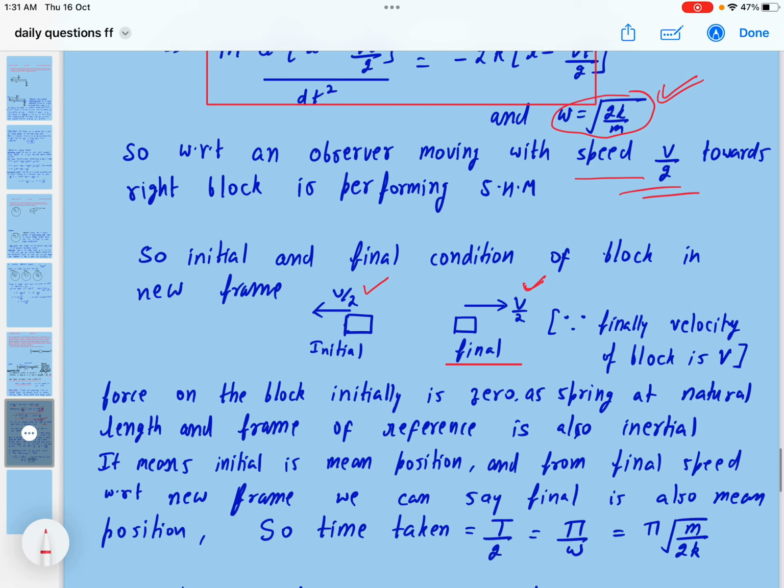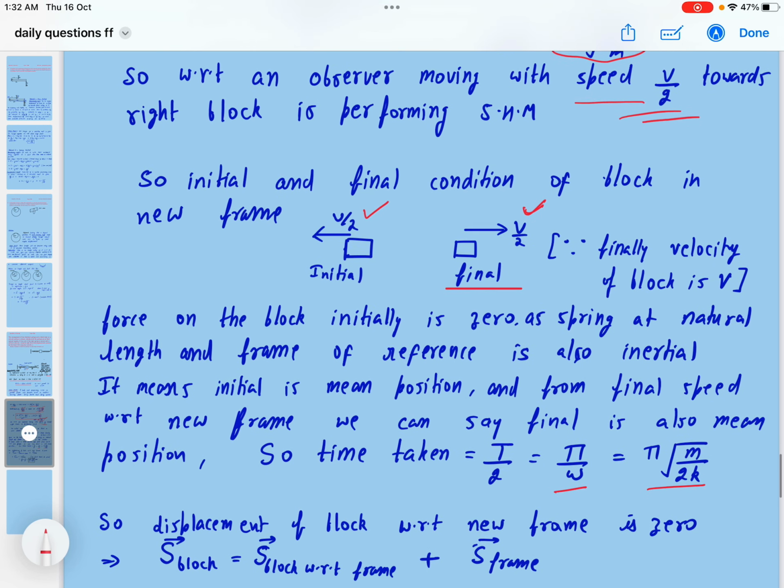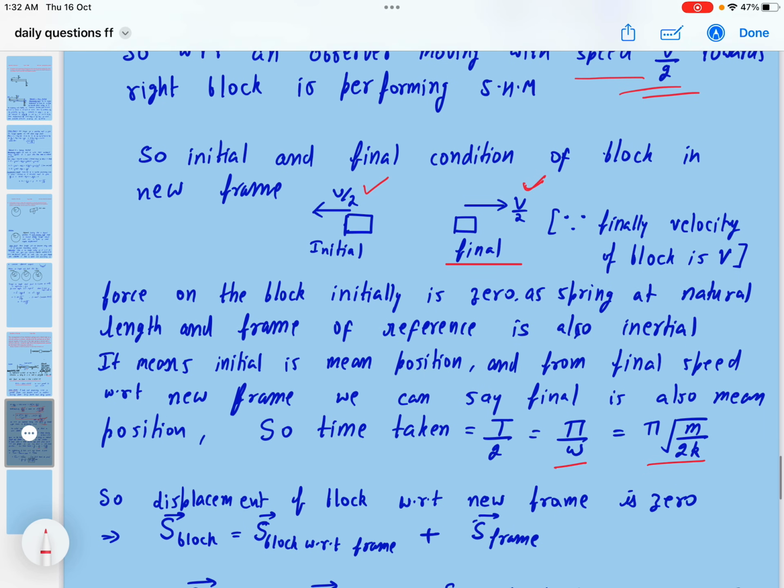So the time taken should be what? It should be half of the time period. It means from initial to final position, the time taken is T by 2. So that is the time taken. Now the displacement of the block with respect to the new frame is 0, because again it has returned to the mean position, right? So with respect to the new frame of reference, the displacement of the block is 0.